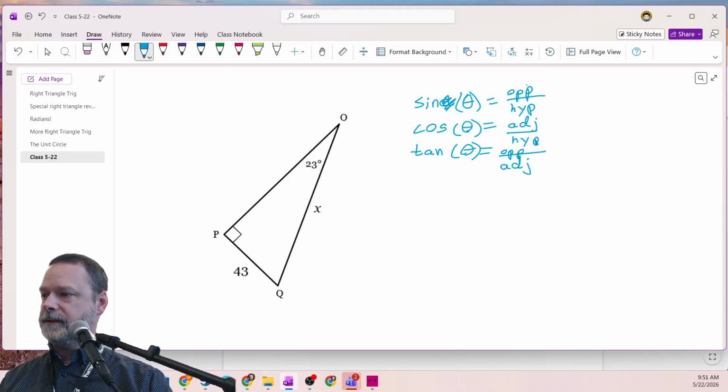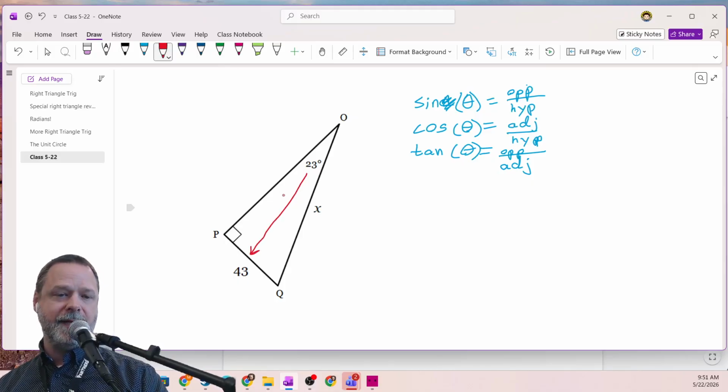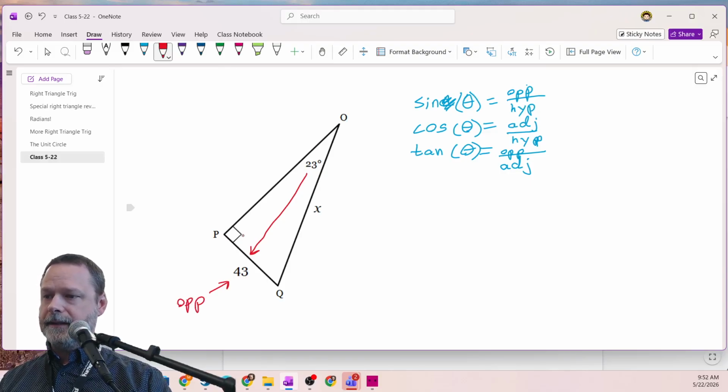So what we must do is figure out which of these pieces we have. Do we have opposite and adjacent, opposite and hypotenuse, or adjacent and hypotenuse? Here's my angle, 23. There's my opposite side. And opposite my right angle, I have the hypotenuse. I don't have my adjacent. That is missing.